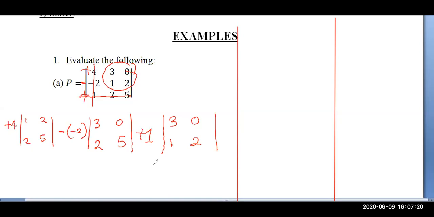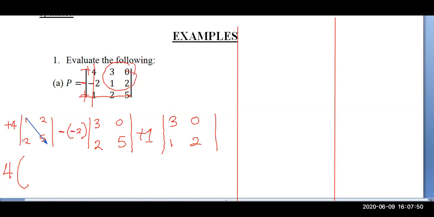You now simplify further. So 4 multiplied by 1 times 5 is 5. Simplifying a 2 by 2 matrix determinant, we say it is the product of the primary diagonal minus the product of the secondary diagonal. Okay?